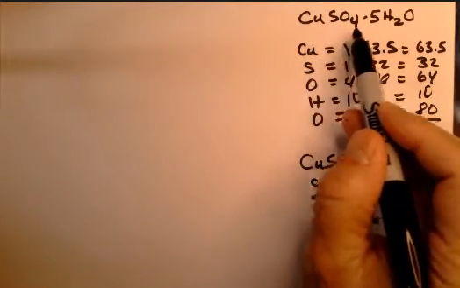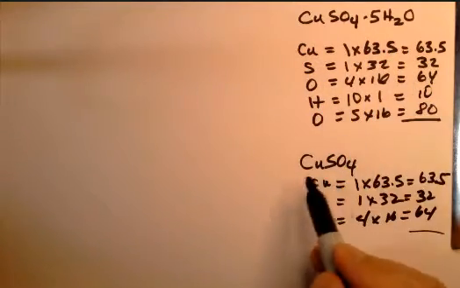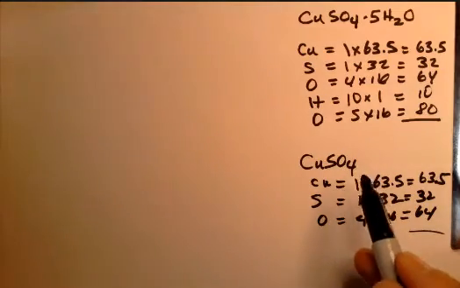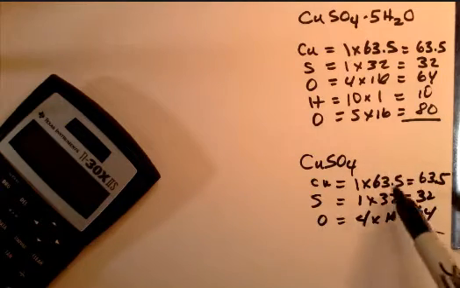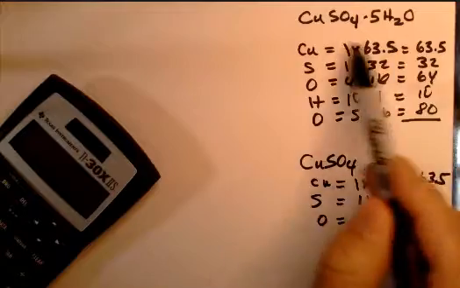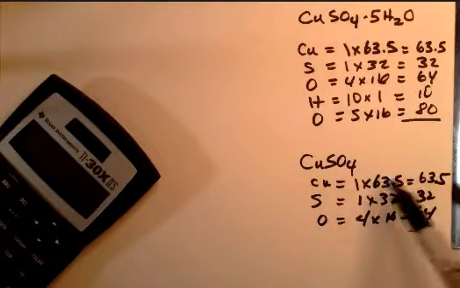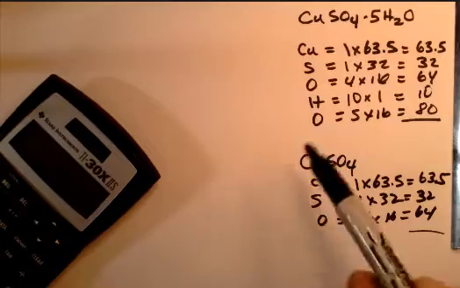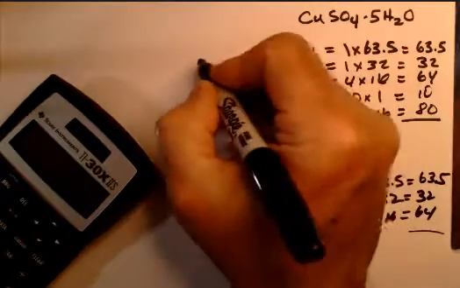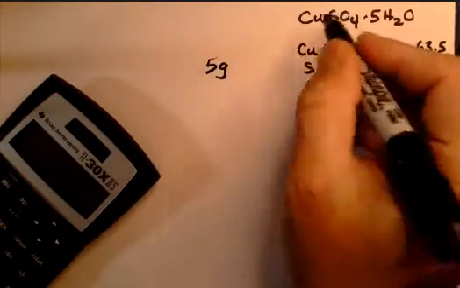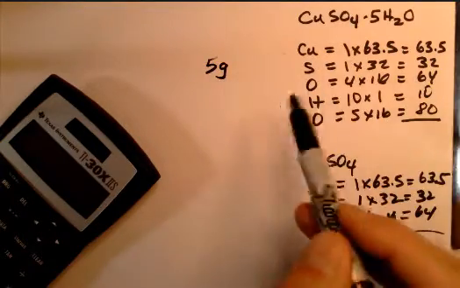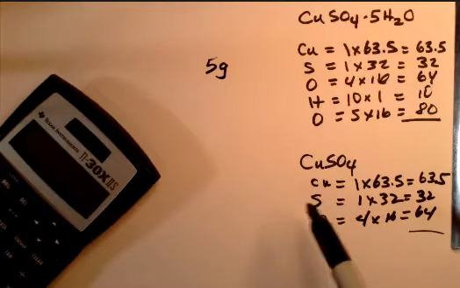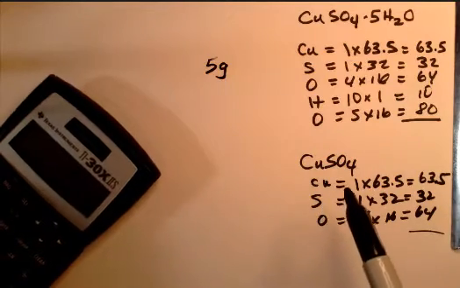This is copper sulfate pentahydrate, and this is copper sulfate. And in this quick video, I want to find out basically what part of copper sulfate pentahydrate is the copper sulfate. For instance, if I had 5 grams of this, what part of that 5 grams would be the copper sulfate?